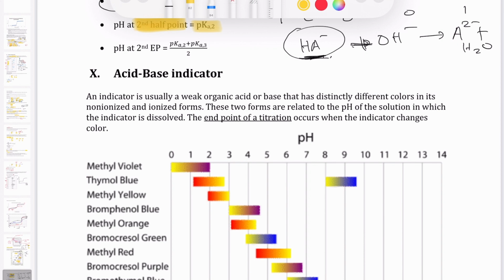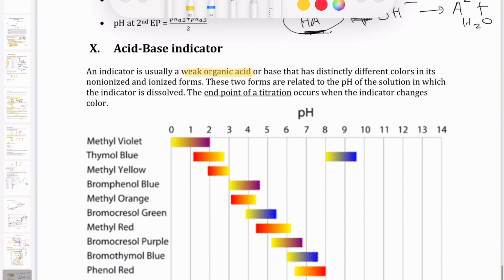The indicator itself is usually a weak acid. It has different colors depending on whether it has its proton or it doesn't have its proton. So you can imagine the generic formula of an indicator is just HA, and its conjugate base is A minus. And so this species has its own color and this species has its own color. So you're going to use that to help you determine when you've reached the appropriate point in your titration.